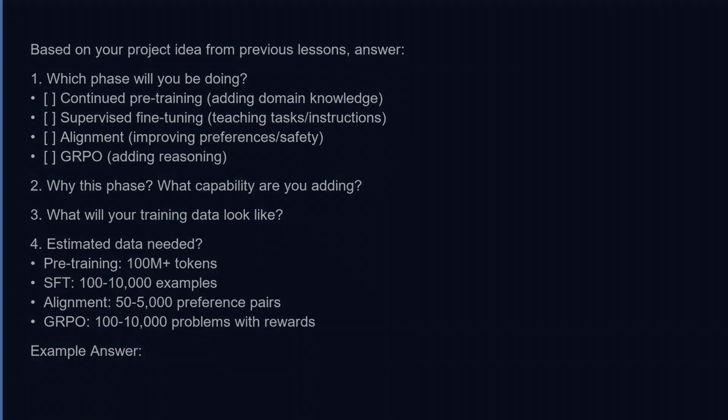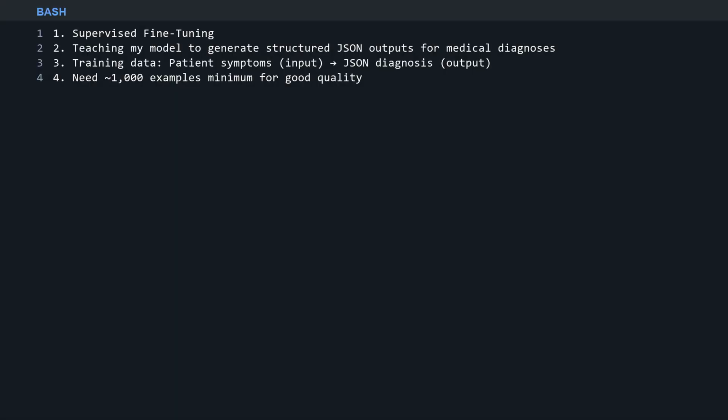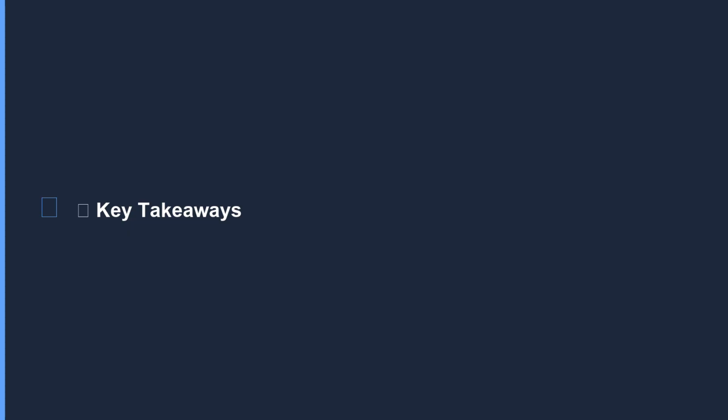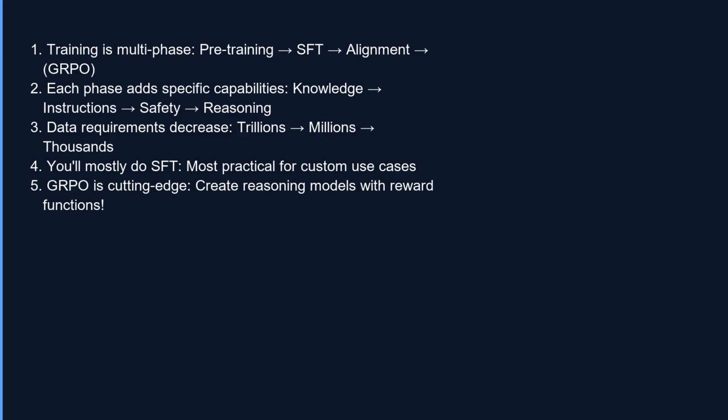Example answer. One, training is multi-phase: pre-training, SFT, alignment, GRPO. Two, each phase adds specific capabilities: knowledge, instructions, safety, reasoning. Three, data requirements decrease: trillions, millions, thousands. Four, you'll mostly do SFT, most practical for custom use cases. Five, GRPO is cutting edge. Create reasoning models with reward functions.